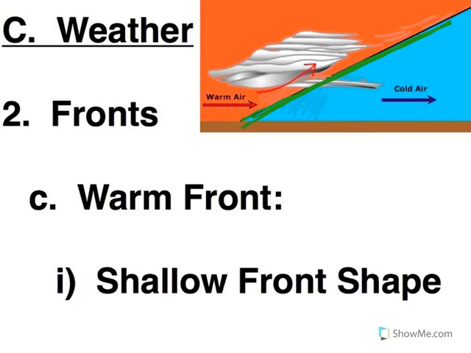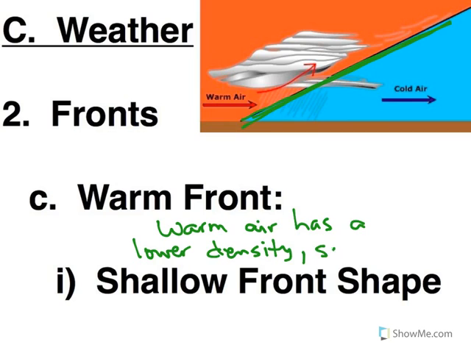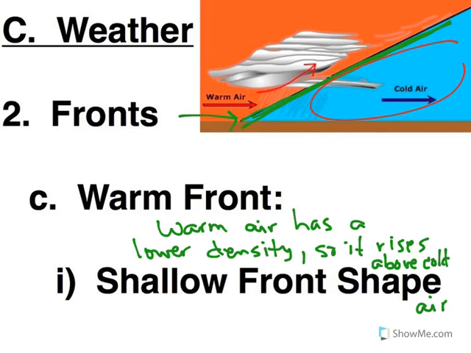It's going to be shallow because the warm air has a lower density. So it rises above the cold air. So as our warm air pushes in, the cold air with its higher density is going to force that warm air to move upward along that front.